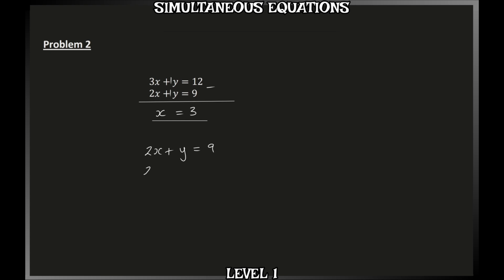If we know x is 3, this gives us 2 times 3 plus y equals 9. Now 2 times 3 is 6, so we have 6 plus y is equal to 9. And on the left, we'd like to remove this positive 6, and we can do that by subtracting 6 from the left and also subtracting 6 from the right. On the left, the plus 6 and the minus 6 cancel out to leave us with y, and on the right, 9 minus 6 is 3, so y is equal to 3. And so our final answer to problem 2 is x equals 3, y equals 3.